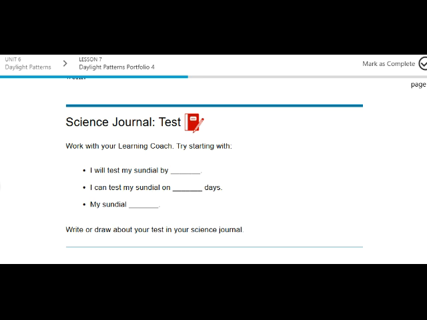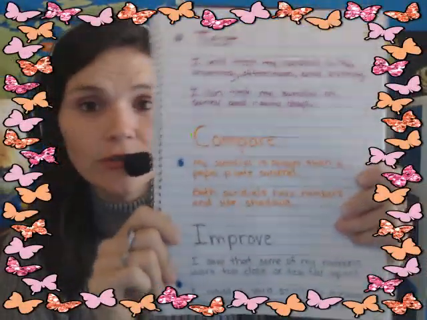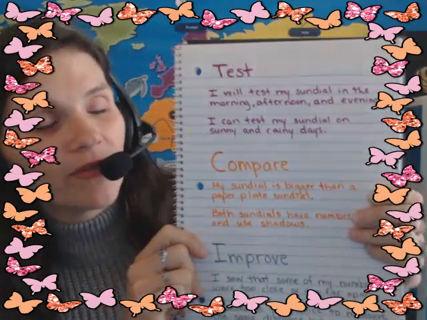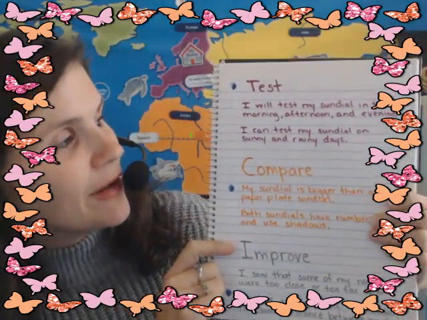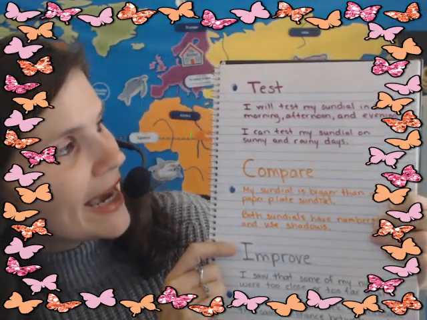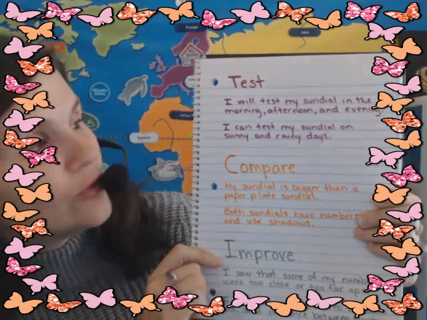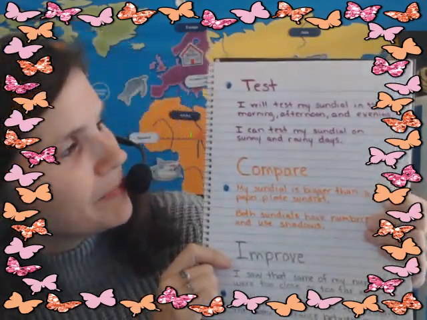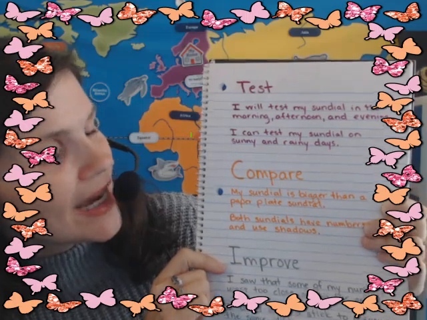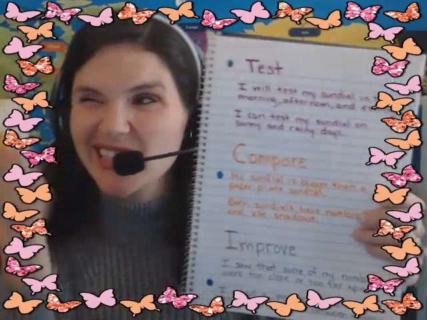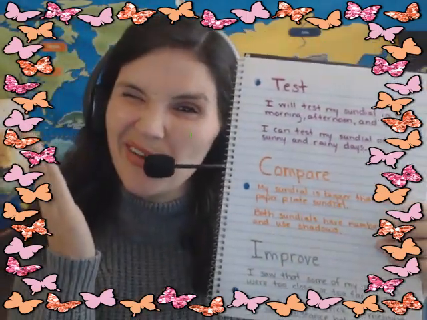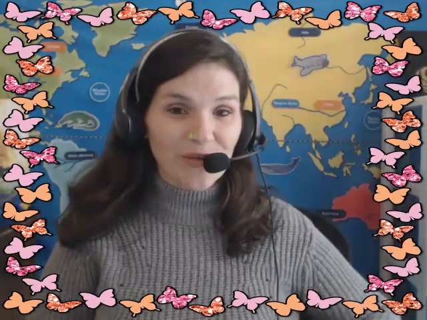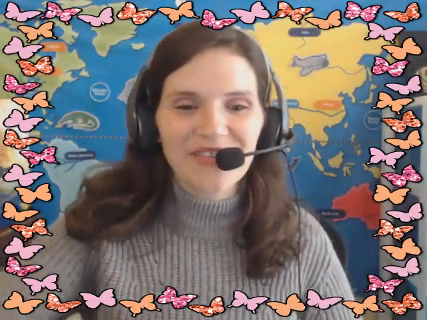So here is my test section of my science journal. Yours does not need to look just like this at all. You're going to record your information from your test. I wrote, I will test my sundial in the morning, afternoon, and evening. Those are the different times I plan on testing mine. And I can test my sundial on sunny and rainy days. What do you think? Is it going to work really well on those sunny days? What about on those rainy days? Those are the things that we can test and we can find out the answers to.